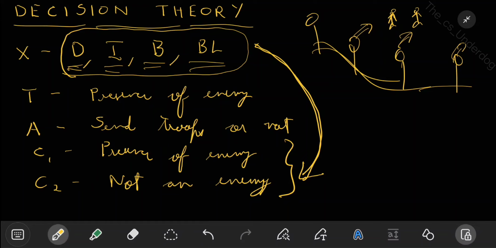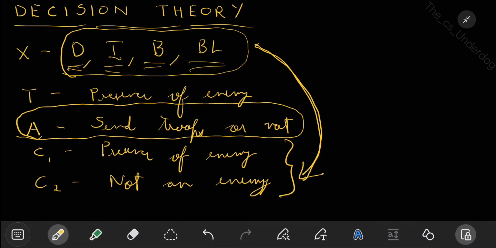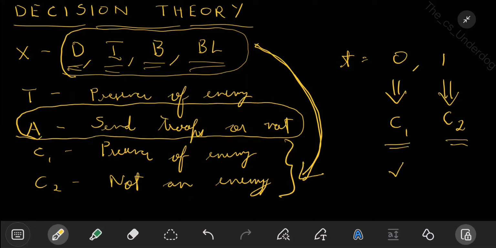Based on the class, using decision theory, you have to decide whether to send troops or not. So probability theory will tell you whether it is identified as an enemy or not, and then decision theory will tell you whether to send troops or not. This is the whole setup. In this particular problem, the target is t equal to 0 or 1. Let us say 0 is mapped to class C1 and 1 is mapped to class C2. So C1 means presence of enemy, C2 means not an enemy.